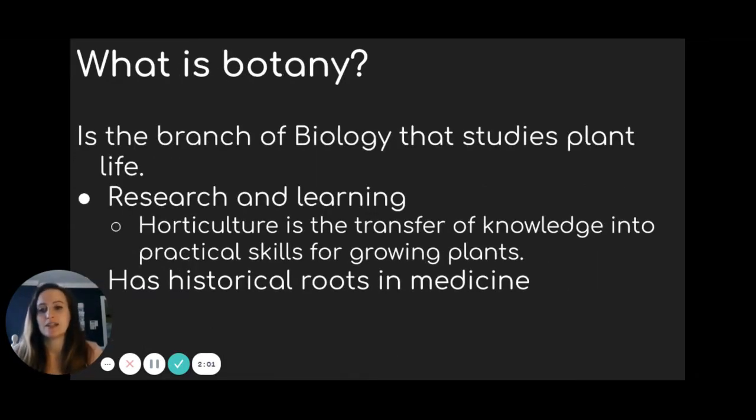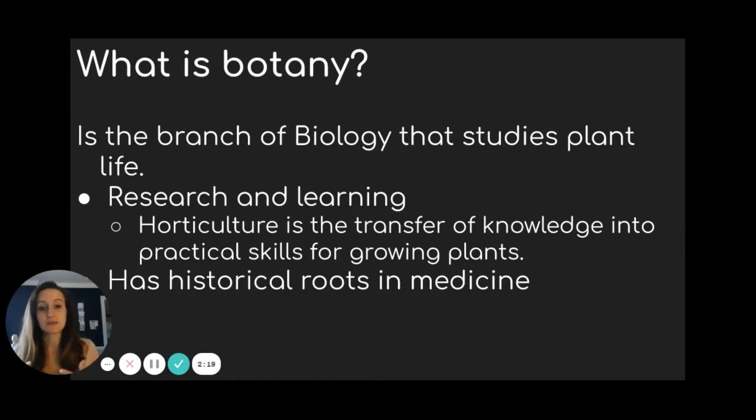The next question is, what is botany? So, we talked last week about what is horticulture, and that was talking about more of the application of these scientific principles to grow plants. Botany is more of a research and learning of plants.